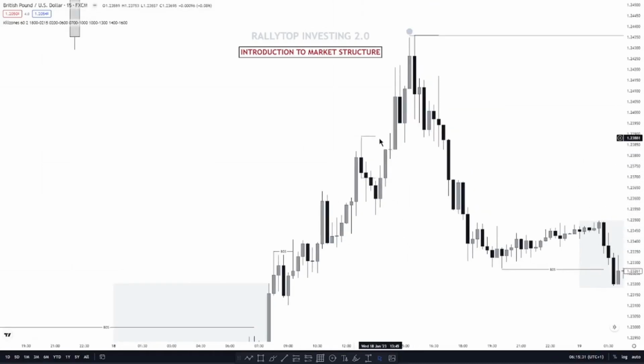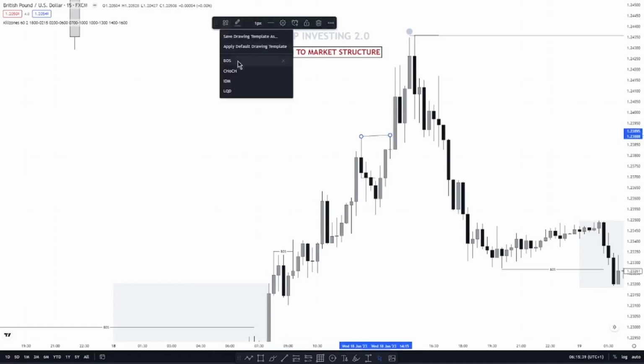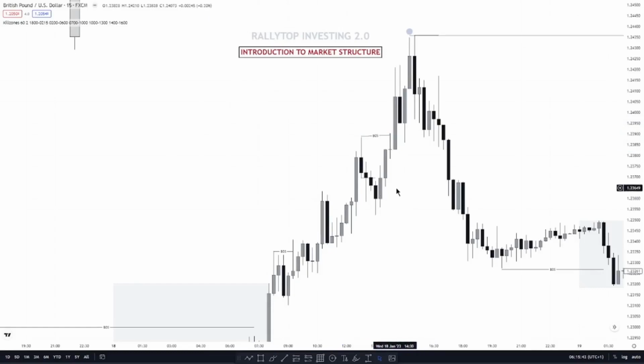So this will mean a break of structure. This will mean a break of structure, guys, even though it is not really our valid break of structure, but I'm just using it for us to understand. Okay? So that's our break of structure. All right? So let's continue.